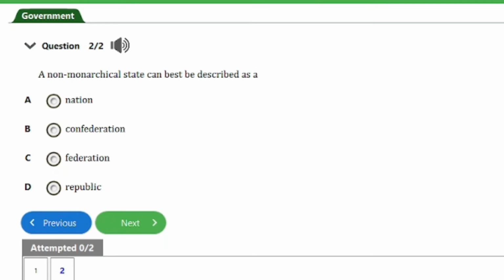The next and last question here is question number 2, which says, a non-monarchical state can best be described as A, a nation, B, confederation, C, federation, D, republic. So guys, the answer to this question is option D, that's republic. And that's it for this question.